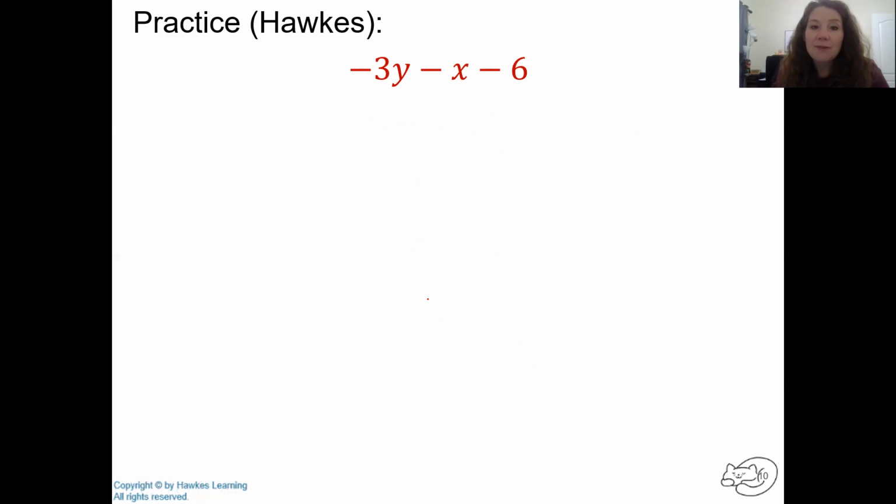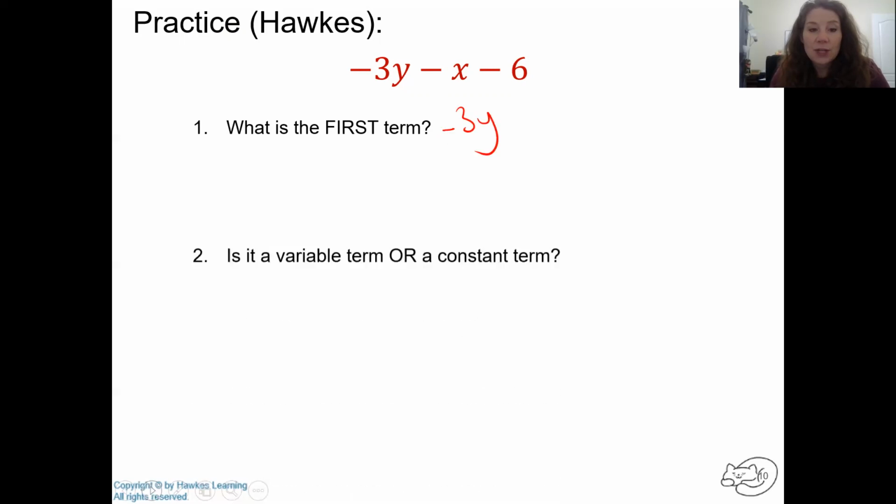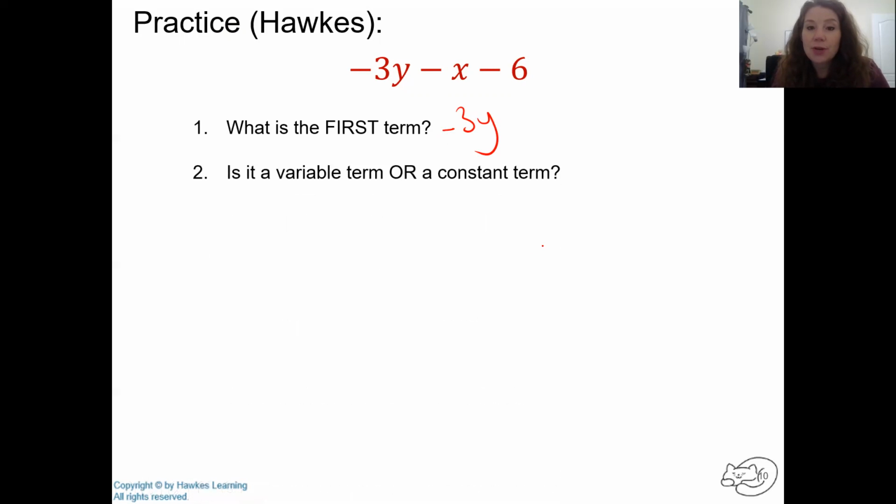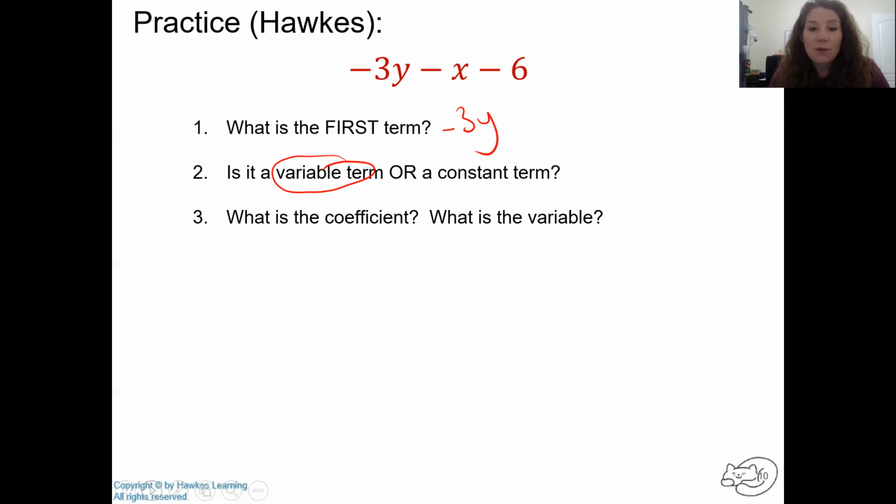All right, here we have 3 terms. We have -3y, -x, and -6. So the first question is, what is the first term? So the answer would be -3y. Second question, is this a variable term or a constant term? So we would choose a variable term. Then it would ask us, what is the coefficient and what is the variable? The coefficient is not 3, it's -3. And of course, the variable is y.